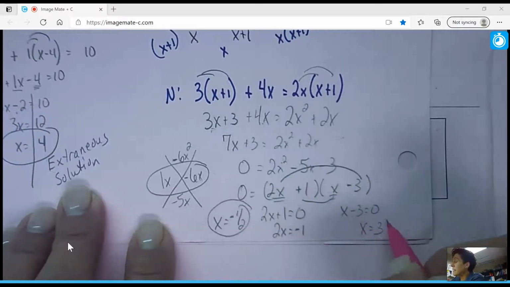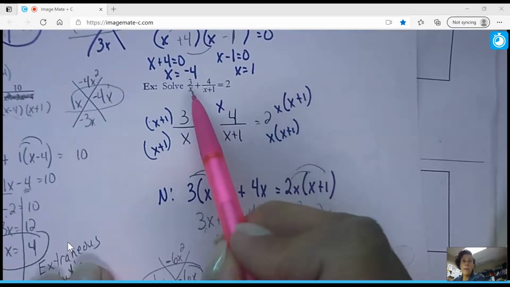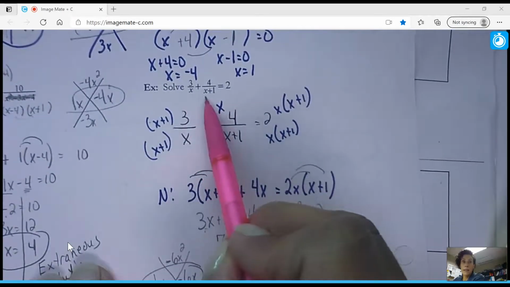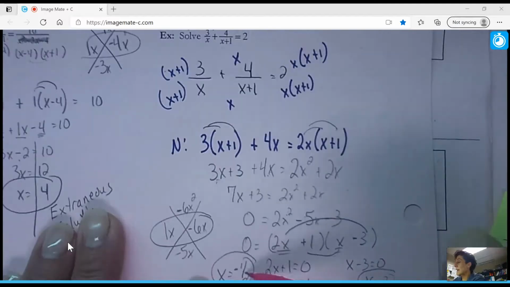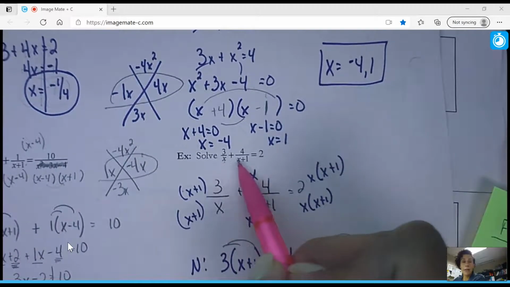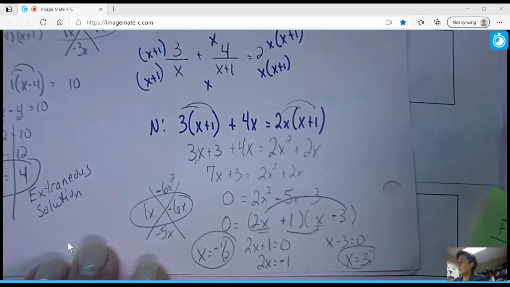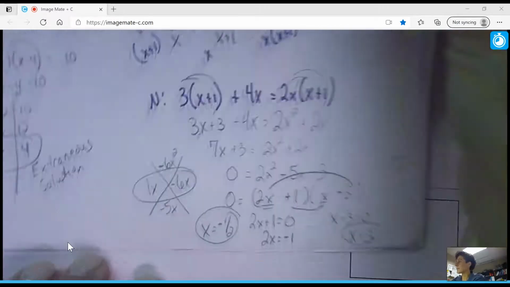And now I just want to see, are these extraneous solutions? If I go back to my original problem, 3 is fine and 3 is fine here. They don't make the denominator 0, and -1/2 is fine here, and -1/2 is fine here because it doesn't make the denominator 0. So both of these solutions get to stick around.